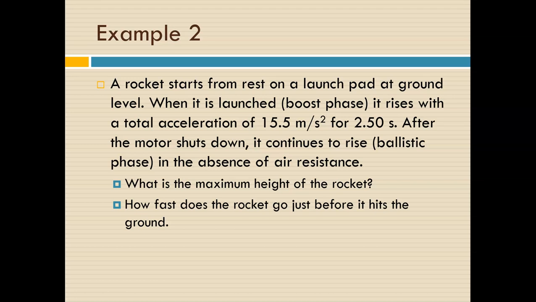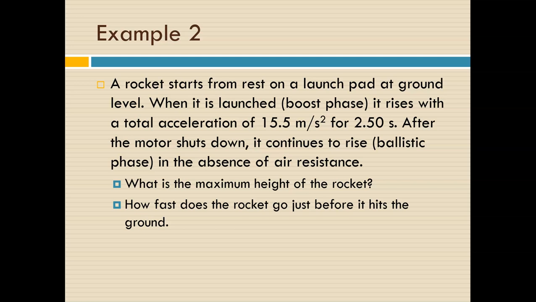Done under the boost phase, it accelerates upward at 15.5 meters per second squared for 2.5 seconds. Then the engine goes out. The rocket continues to move upward in the absence of air resistance. My question for you is, what is the maximum height of the rocket, and how fast does the rocket go just before it hits the ground? So let's see if you can work on those, right?